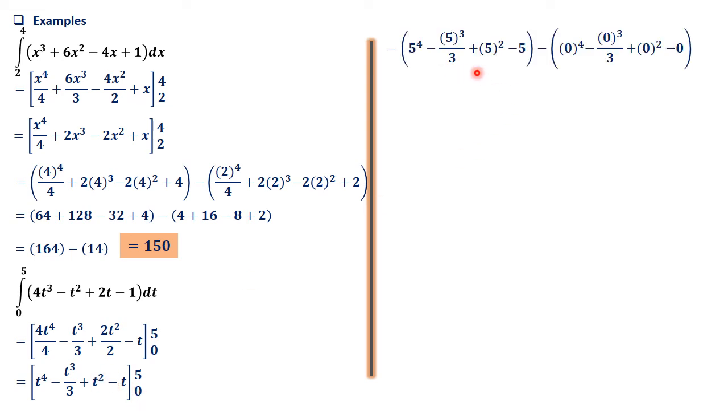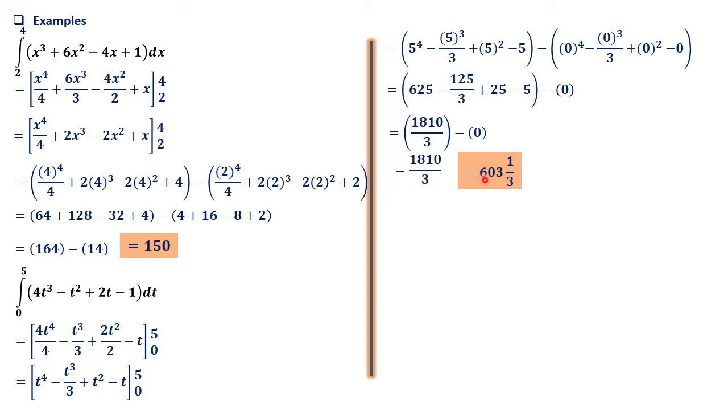We have everything, the 5 raised to power 4 minus 5 squared all over 3 plus 5 squared minus 5, then the same thing with 0. And I should mention that everything here will reduce to 0, so I don't even need to think a lot about that. And that means when we have limits where one of the limits is 0, that particular bracket easily reduces to 0, and therefore we just have to deal with one bracket and continue appropriately. And therefore the answer is 1810 all over 3 minus 0, sorry, which is going to be 603 and a third. Remember, you leave your answer as a mixed number, like that particular one there.